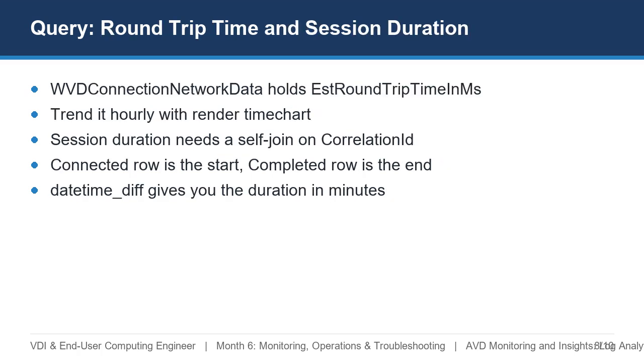For network quality, WVDConnectionNetworkData holds an estimated round trip time in milliseconds and estimated available bandwidth. Bin that hourly and render it as a time chart to spot degradation trends. For session duration, there's no single column for it. You join WVDConnections to itself on correlation ID, treating the connected state row as the start time and the completed state row as the end time for that same connection, then take the difference between the two timestamps.